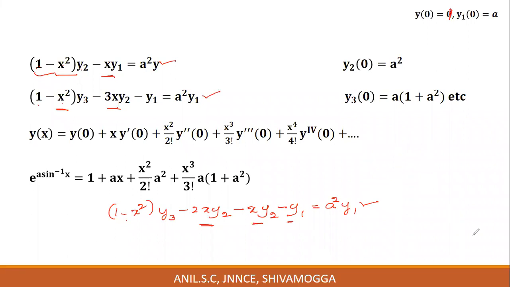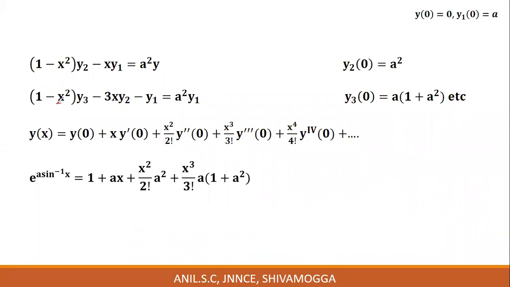Now put x is equal to 0. When x is equal to 0, this will be 1 minus 0 square, that is 1 into y3. y3 means y3 of 0. Minus 3x into y2, but x is equal to 0, therefore 0 into anything is 0. Minus y1, y1 is a. This is equal to a square into y1, y1 is again a. Therefore, y3 of 0 is equal to a square into a, which is a cube plus a. Or this can be written as a into 1 plus a square.